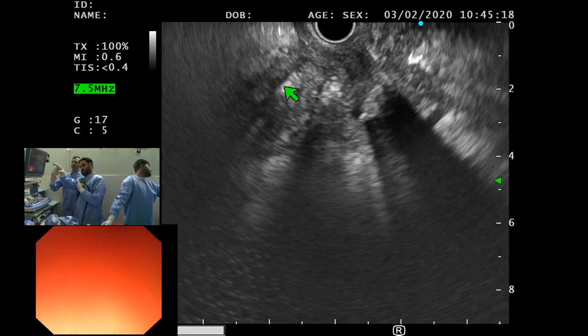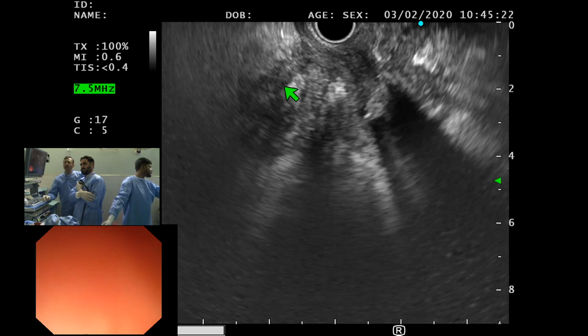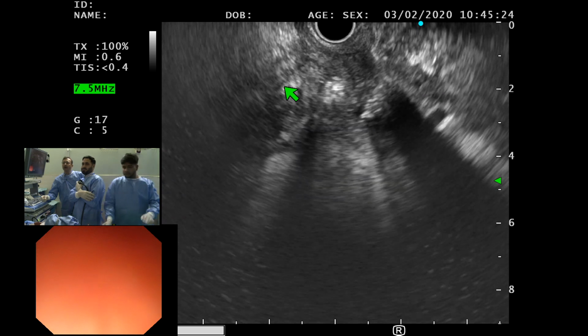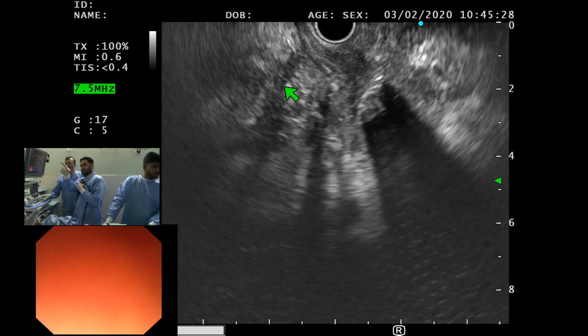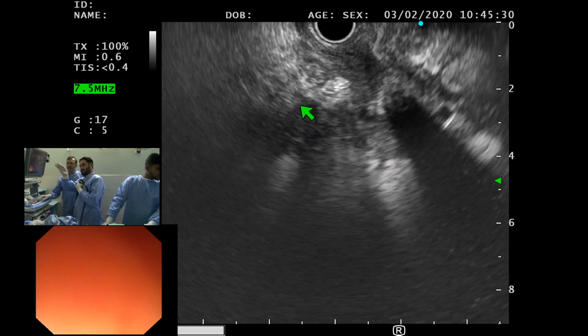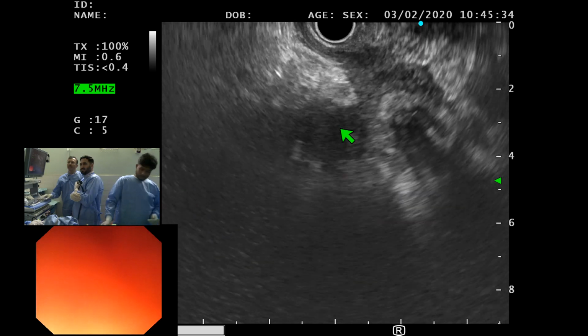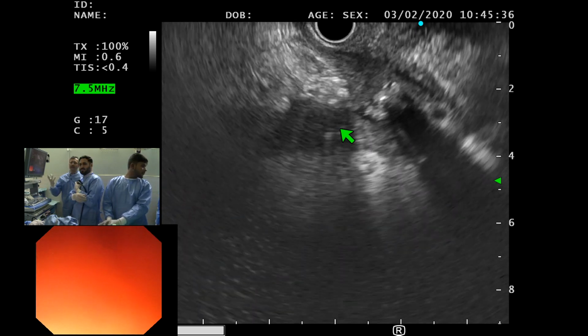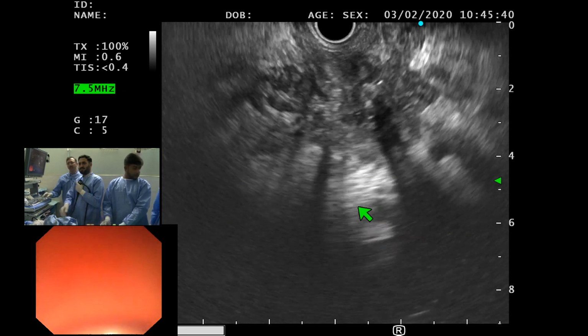I've already told you that this is a case of post-pancreatitis and you're expected to see lots of non-anatomical structures. Sir, this hyperechoic area which is visible, it also has a shadow. Is this calcification? No, this is not calcification. Calcification should be giving bright shadows. This is just necrotic tissue. Inflamed necrotic, yeah, that's right.